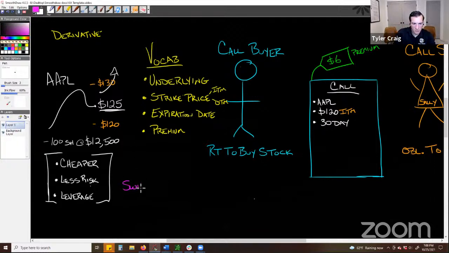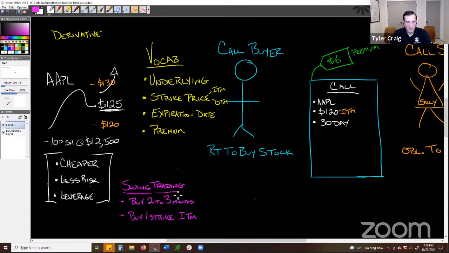Okay, I'll put it down here. A little swing trading rule. Swing trading just means we think that the average duration of the trade is going to be maybe a week or two. You're not going to be in the trade for 3 months if you're a swing trader. That's all the time you need. You know, maybe you buy 2 to 3 months, and you buy 1 strike in the money, which essentially means it's the first strike price below the current stock price. Okay, 1 strike ITM. I think that's a good set of rules to start with as a swing trader.